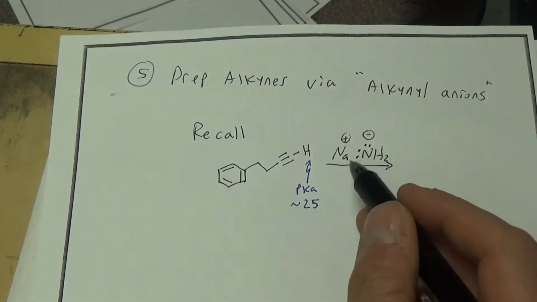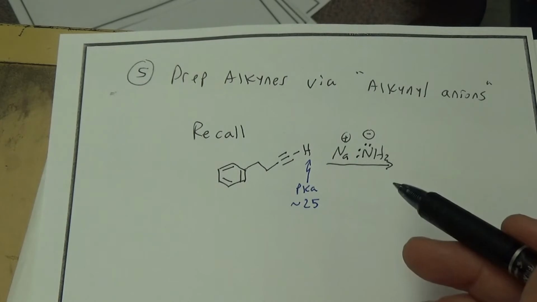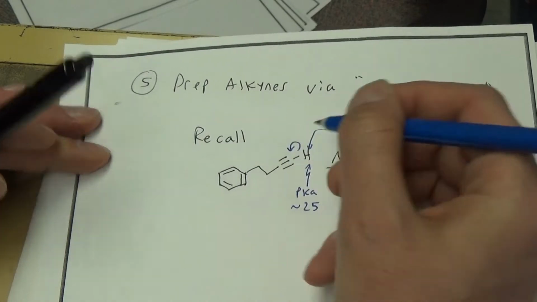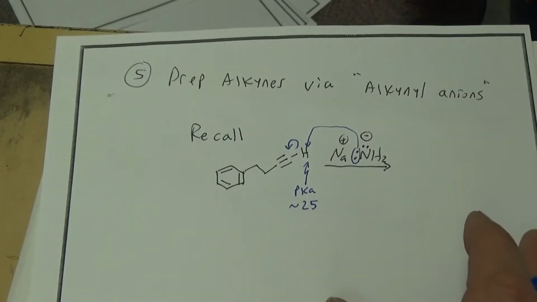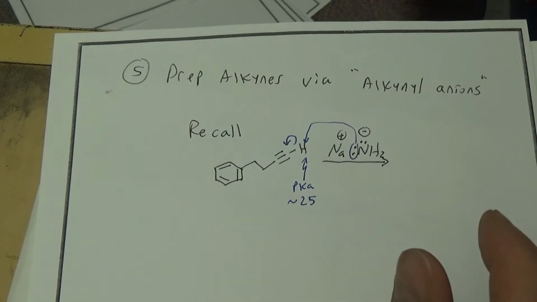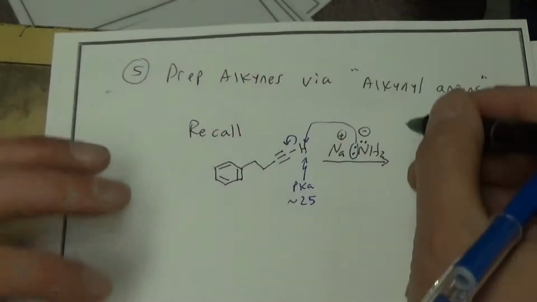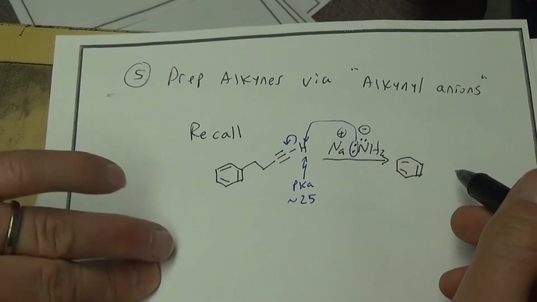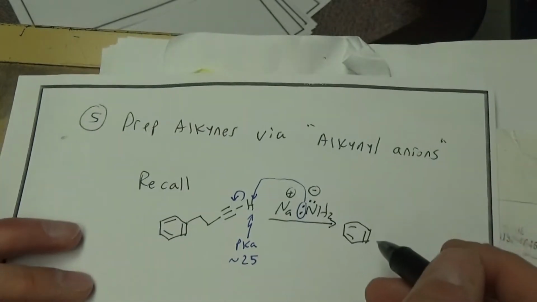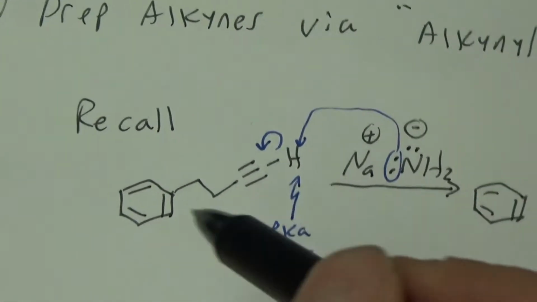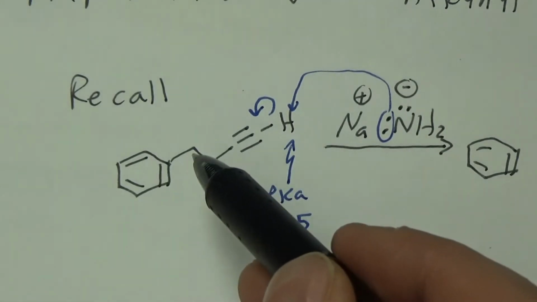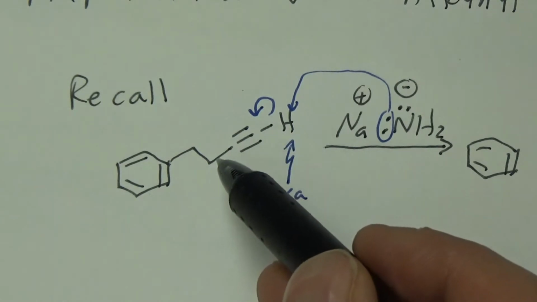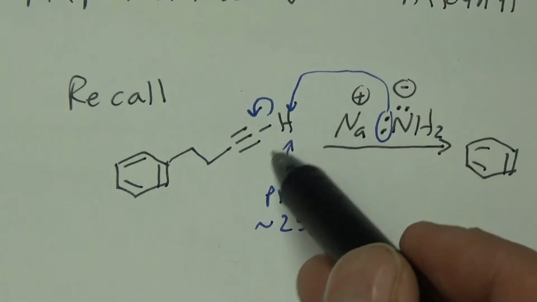So we can just draw NaNH2 as Na plus, NH2 minus, with two lone pairs on nitrogen, and it just rips off the proton. We call it a synthetically accessible deprotonation. What does that give us? Rip off the proton, we're left with an anion. Notice again how I'm drawing my alkyne. It's not bent. It's a benzene, CH2, CH2, and then we have an alkyne, nice and linear. That's 180 degrees from that, etc.